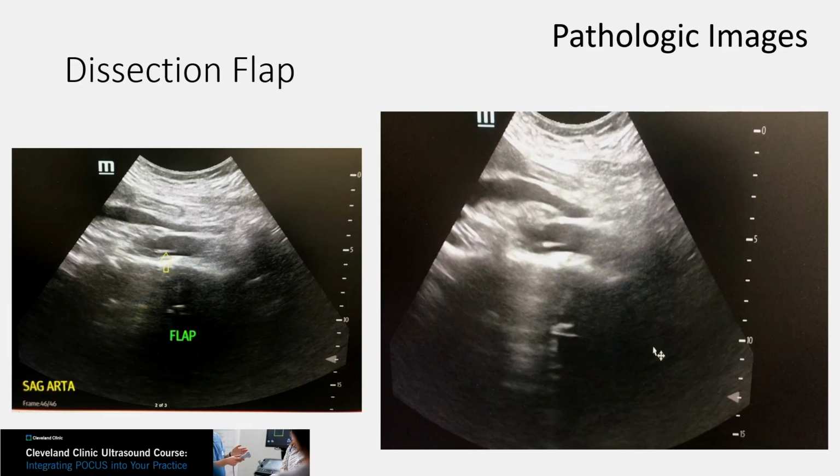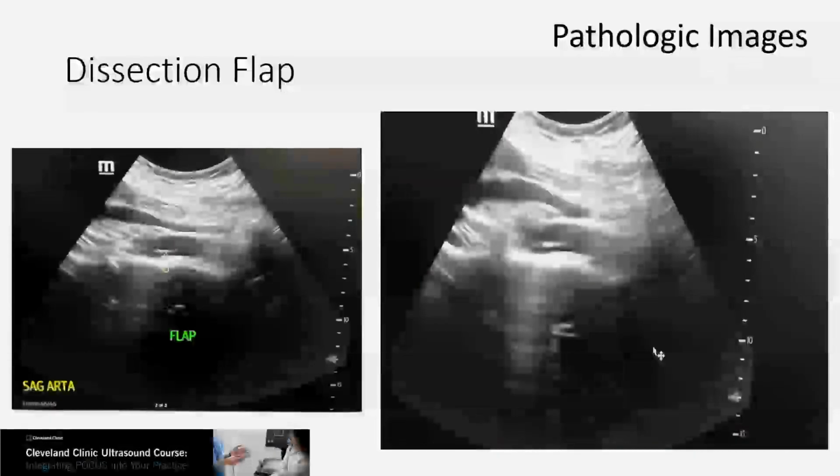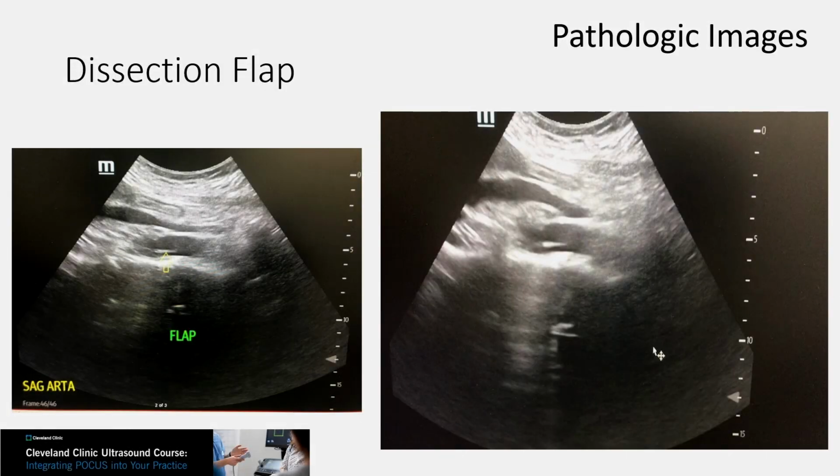And here is an example of a dissection flap consistent with aortic dissection. So in this image, you can see a hyperechoic area in the middle of the aortic vessel. This is abnormal and could be consistent with a dissection. If a patient is presenting with the right symptoms, this may be a study that you want to obtain to see if you can see a dissection flap.